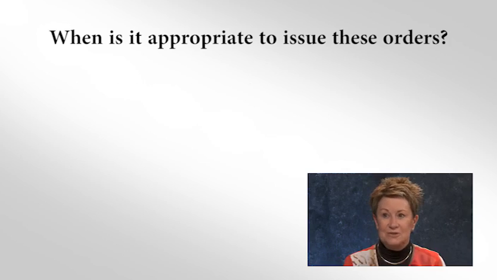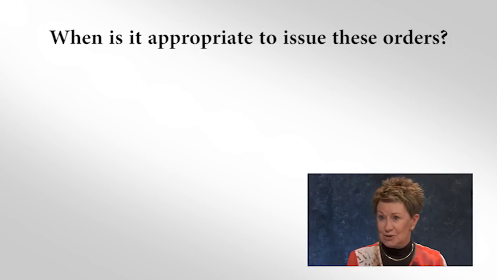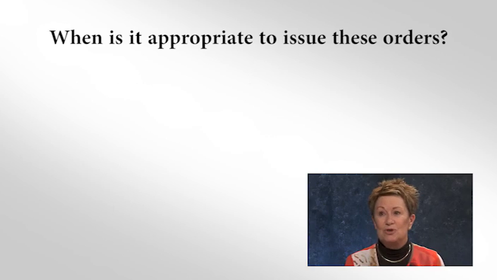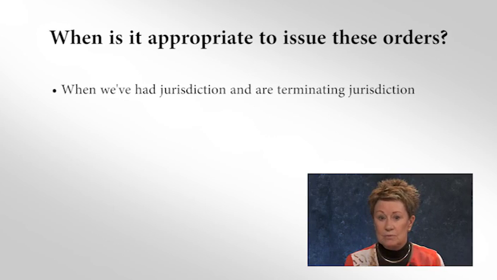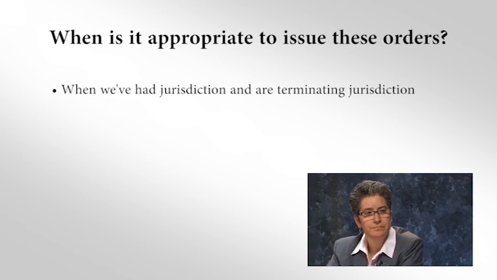Now, I know that when I first started in dependency, everybody called them exit orders. Right. And we're trying to make everybody change that now and call them juvenile court final custody orders. That's what it says on the form. And so when do we do them? We do them when we've had jurisdiction and we're terminating jurisdiction.